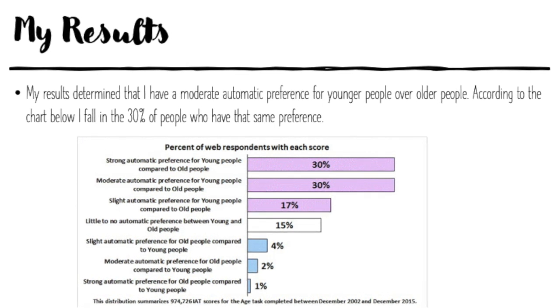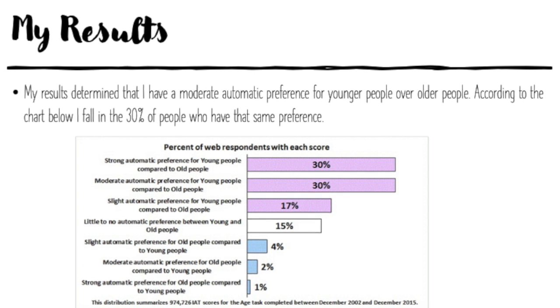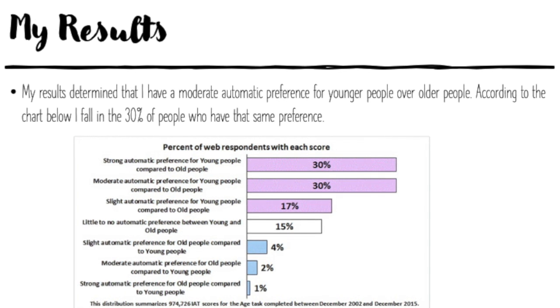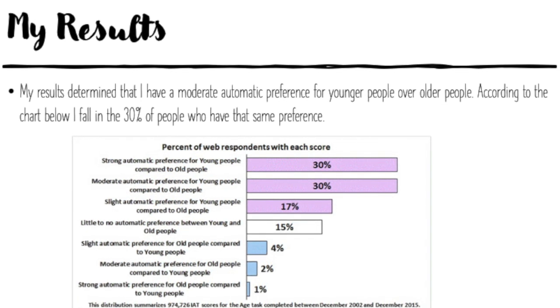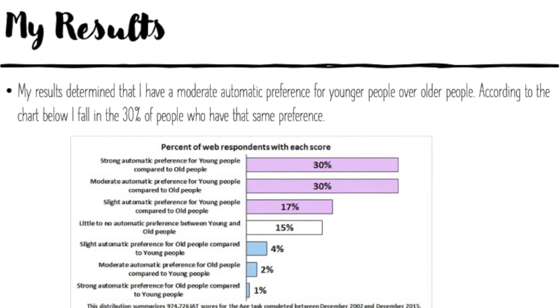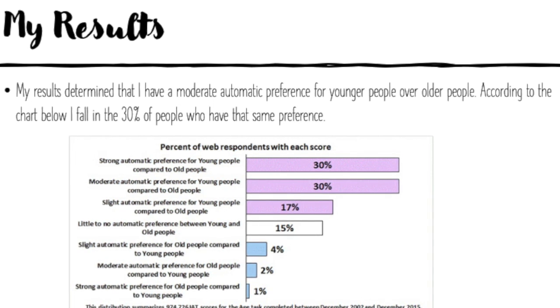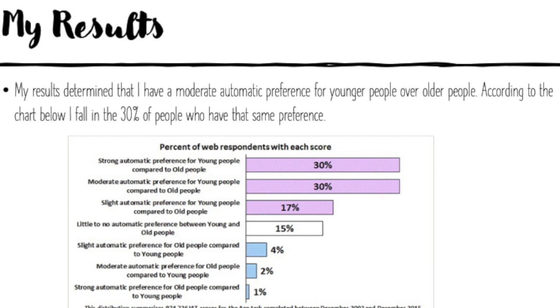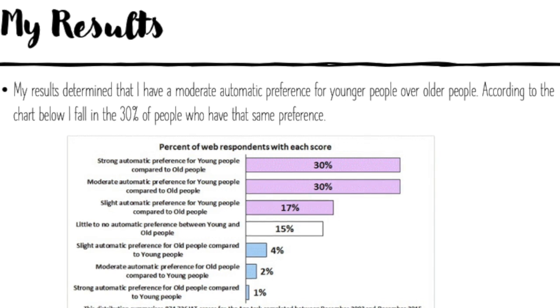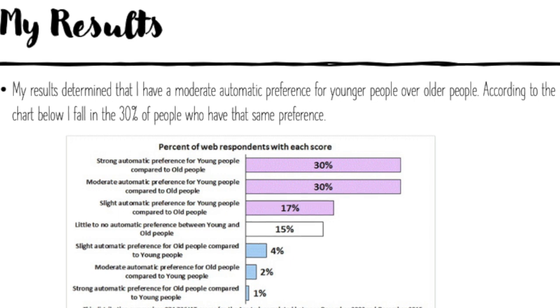I did prejudge my results and assumed that I would be in a neutral space between having a preference for older and younger people. I was proven wrong, and my results showed that I do have this preference for younger people compared to older. This experience was helpful to me as I have learned something new about myself and my preferences.